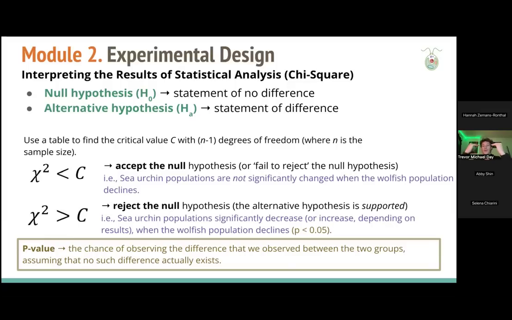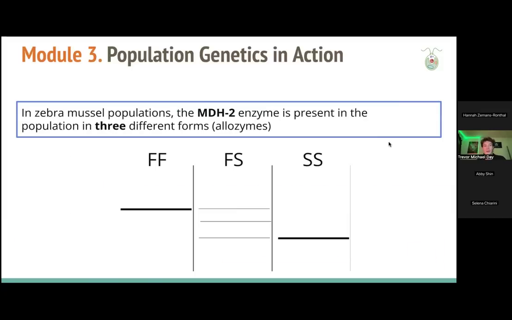So if we're assuming two groups are the same and there's no difference between them, but our data says this group is way higher, this group is way lower in any sort of measure you want to think about, then the chances of that happening randomly are very, very low. And that's why we have a low p-value. That is just one way to think about p-values. Definitely something helpful to take into the exam. Let's go to the next module, population genetics in action.